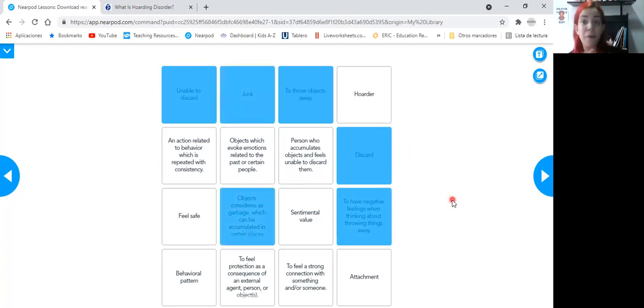Hoarder, you saw it on the objectives. What is a hoarder? Maybe if you have problems with that term, we can go with others. For example, sentimental value. Okay. So here we have objects which evoke emotions related to the past or certain people. Good. Okay, that is correct. A sentimental value.